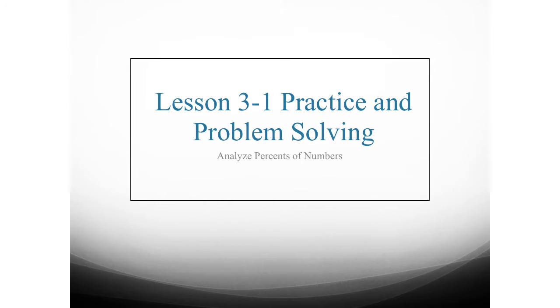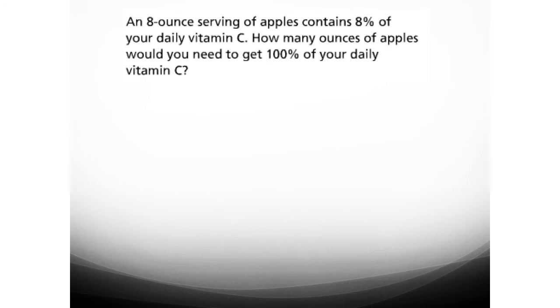But I want us to look specifically at 4 and 6 because with them being in the word problem form, we need to pay very close attention to being able to identify where the part and the whole is. Let's start with question 4. An 8-ounce serving of apples contains 8% of your daily vitamin C. How many ounces of apples would you need to get 100% of your daily vitamin C?